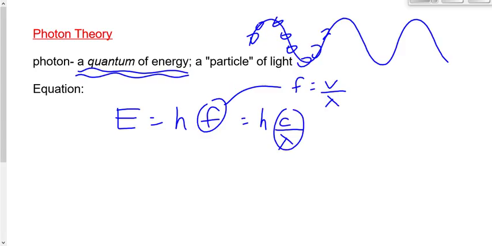h is, well, that's new. h is a constant called Planck's constant.